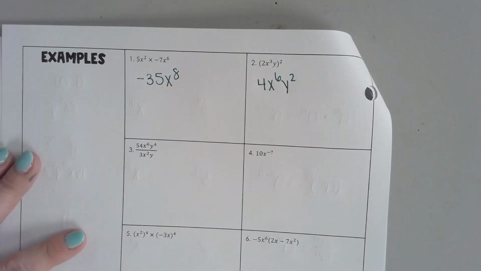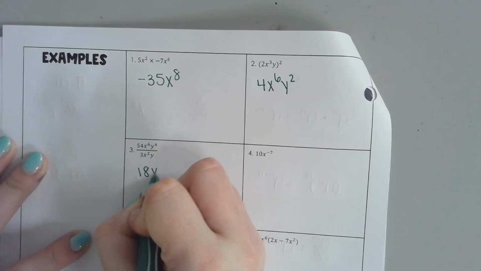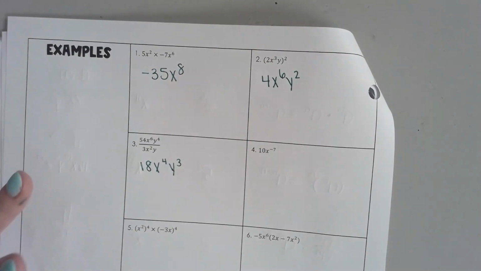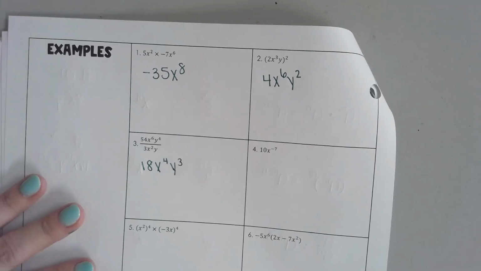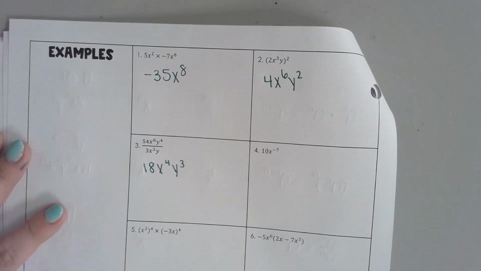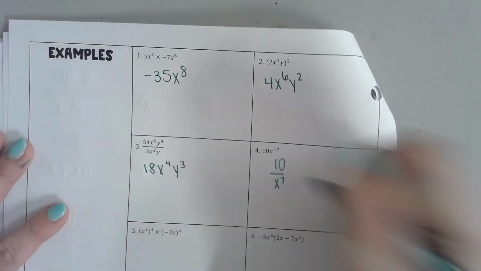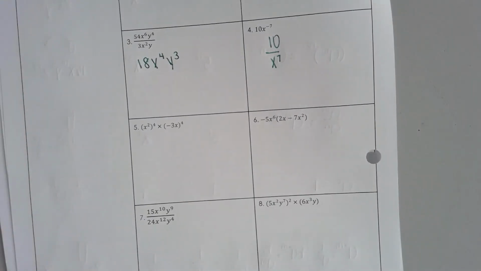Okay. Number 3. 18x to the 4th y cubed. If you had that over 1, that's okay. Are we good so far? Yep. Number 4, what did you put on that one? 10 over x to the 7th. Good, because remember that 10 does not have the negative 7 exponent, so it does not move.